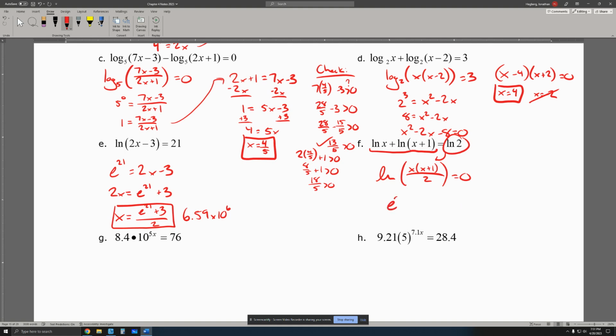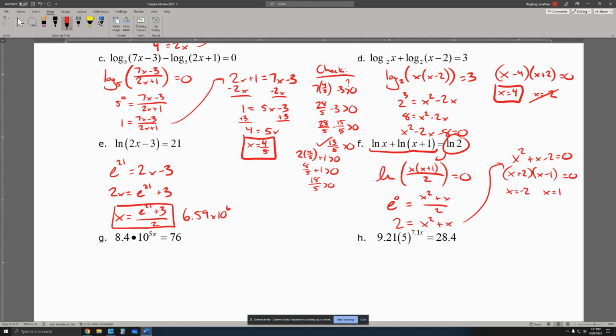So this is e to the 0 is equal to x squared plus x all over 2. We get e to the 0 is 1, and I'm going to also multiply that by 2. And so we get 2 is equal to x squared plus x. And so we get x squared plus x minus 2 is equal to 0. This factors to x plus 2 and x minus 1. So we get solutions -2 and 1.